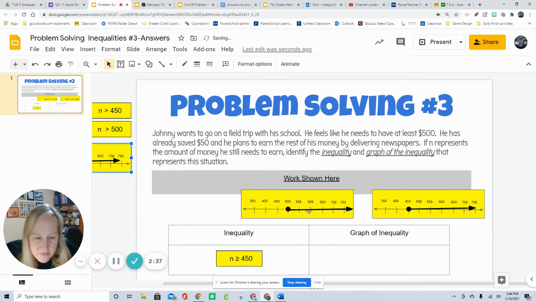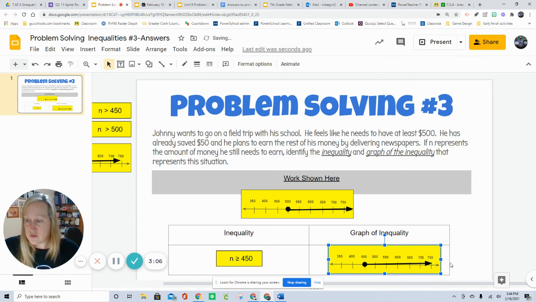Okay, so now I have to look at this one, and I have to look at this one. What's the difference between them? Well, this one starts at 500, and this one starts at 450. So when I'm looking at my inequality down here, that says N has to be bigger than or equal to 450. So yes, this is it, but it could be in here too. So that means that my point has to be where that 450 is. And then everything above that, he can go on his trip. There's our solution.